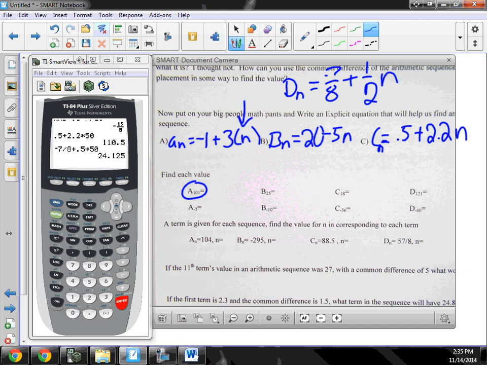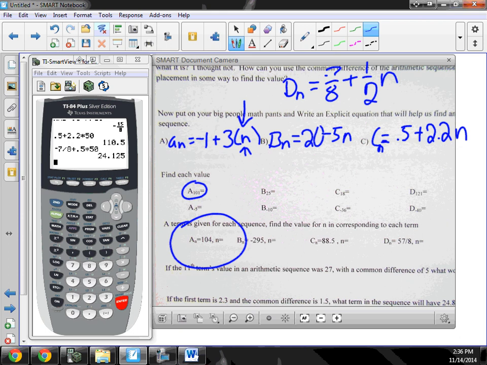Okay? What about a sub negative 5? What is that asking for? That would be 5 terms before, anyway. So I'm going to plug negative 5 in there. Got it?